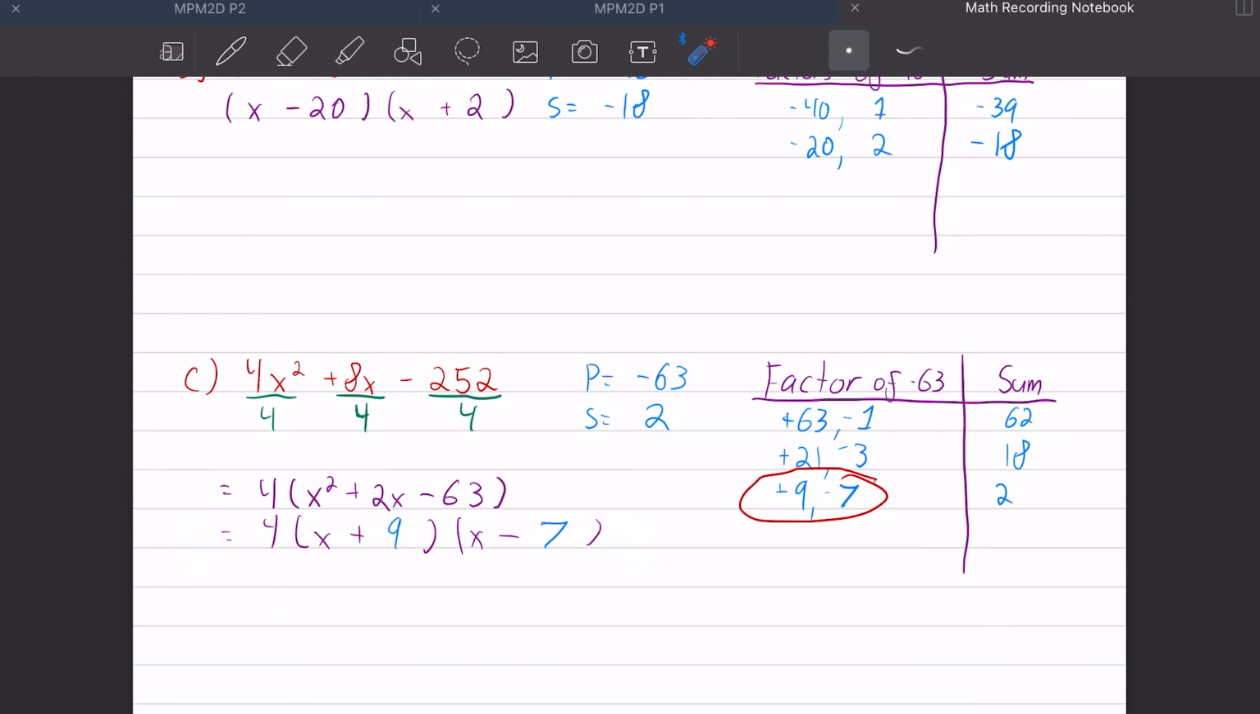Remember, it doesn't matter if we wrote x plus 9, x minus 7, or x minus 7 and then x plus 9. At this point, the ordering doesn't really matter. Just make sure that you have the two numbers with the appropriate sign next to them, and that's fine. Okay, so that concludes our video on simple factoring, that product sum method for trinomials. Next video, we'll go into the more complex versions.